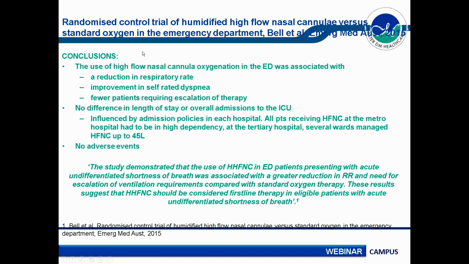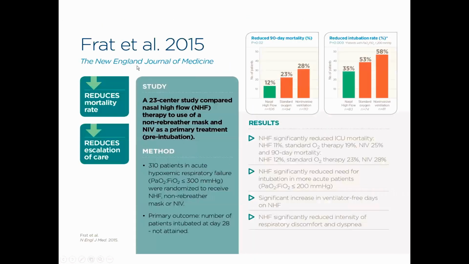So in conclusion, in this study, the use of high flow cannula was associated with reduction in respiratory rate, improvement in self-rated dyspnea. The dyspnea is rated by a number or a picture, etc., and fewer patients required escalation of therapy. So this is another study which is published in NEJM in 2015, the France study, which again showed reduced mortality and reduced escalation of the care.